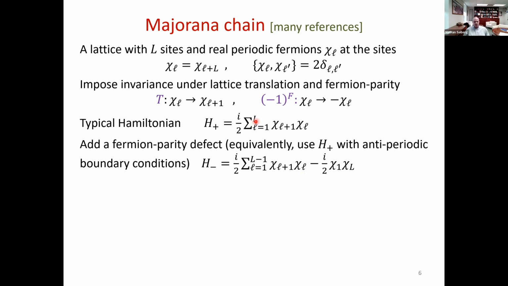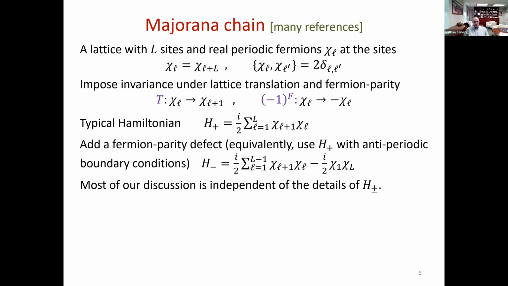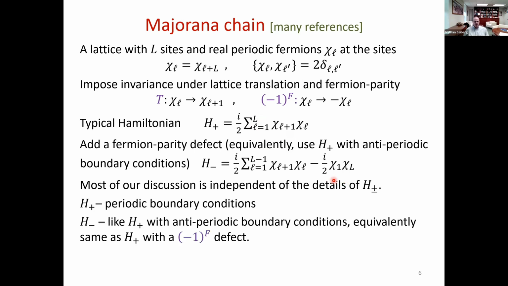Equivalently, we can say that we keep the same Hamiltonian as is, but we make the boundary conditions anti-periodic, which means that we put a minus sign here. These are two different presentations of the same system. Using high energy terminology, we could say this is like Ramond and this is like Neveu-Schwarz. And soon the connection to the continuum will be a lot clearer. Now, I emphasize that most of the discussion will be independent of the details of these two Hamiltonians. The only thing that will matter are the symmetries, the degrees of freedom, and the fact that we have periodic or anti-periodic boundary conditions.